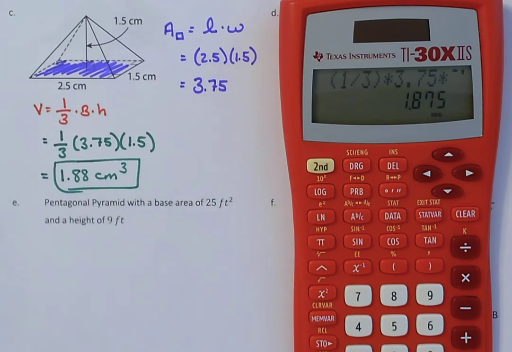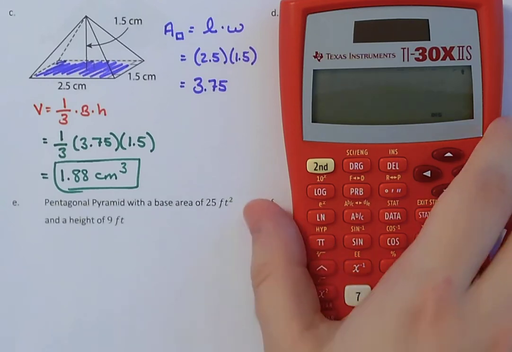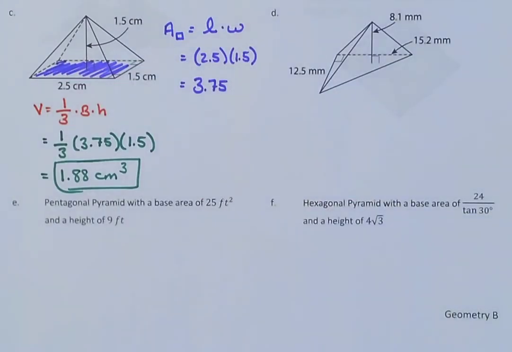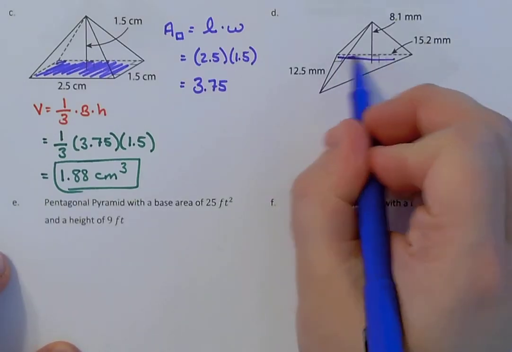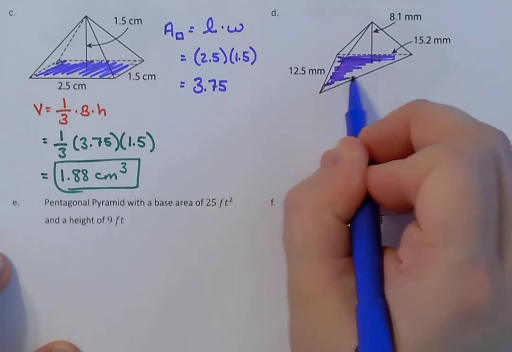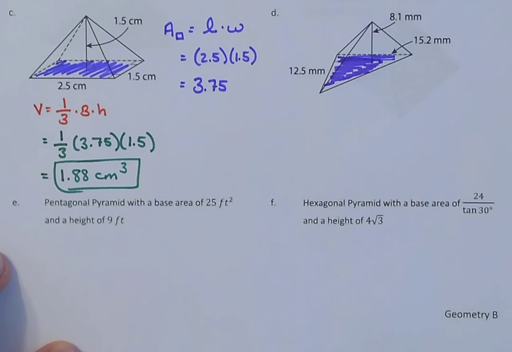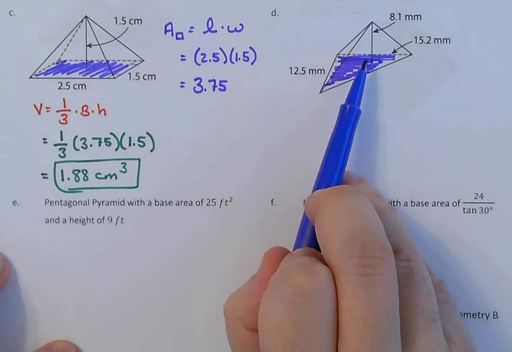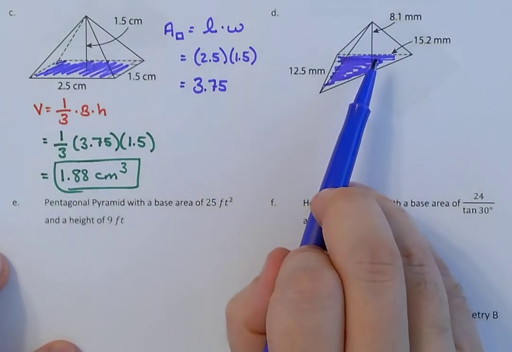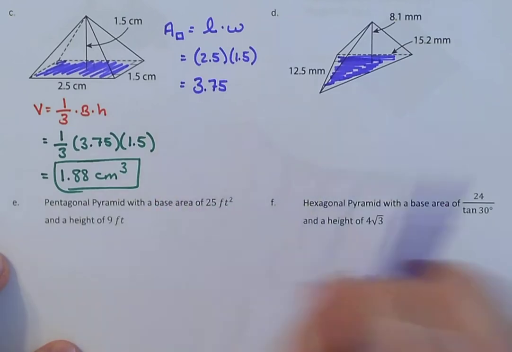All right, so we've gone through and done a series of examples on rectangular pyramids. Let's talk about how we can go through and find the volume of a triangular pyramid. So a triangular pyramid means that we have a triangular base. So for the pyramid in part D, if you notice, the base is a triangle. So what we need to do is figure out the area of this triangle. Once we know the area of the triangle, then we can go through and find the volume like we've done for all the other problems.